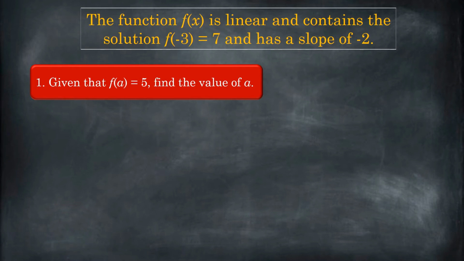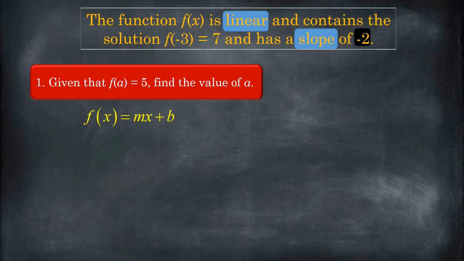We know that the function itself, f of x, is linear, and it has a slope of negative 2. See right there? It has a slope of negative 2. Because it's linear, it's going to be y equals mx plus b. y is the same as f of x, remember? Because y is the output when x is the input. That's what f of x means. It means y is a function of x.